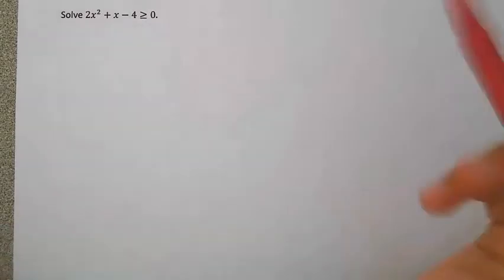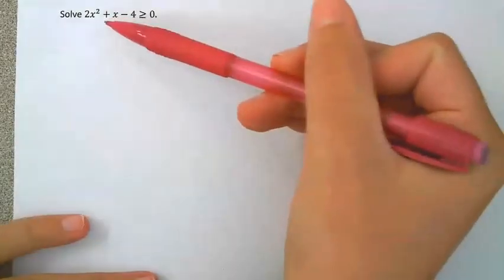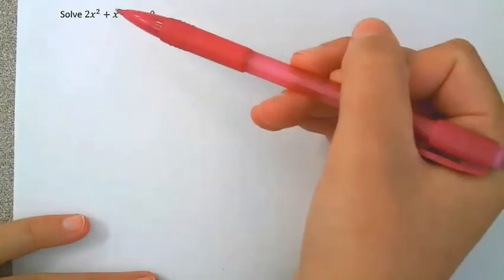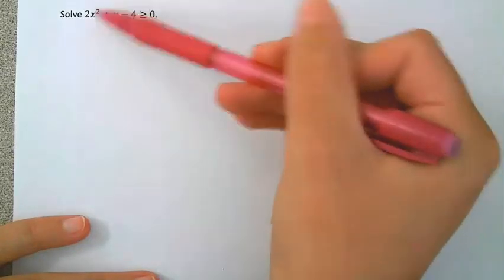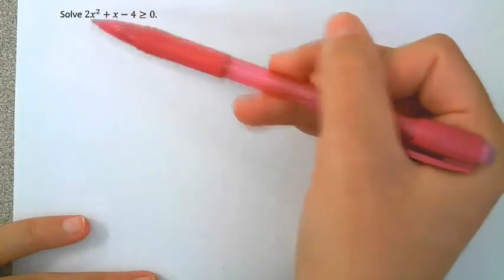Okay, so moving on to this next problem. I need to think about which method I want to use. I can try factoring. I can't use the root method because I have a b value and it's not in vertex form. I'm not going to complete the square because I have an odd b value and my a value is not 1. So factoring or quadratic formula.